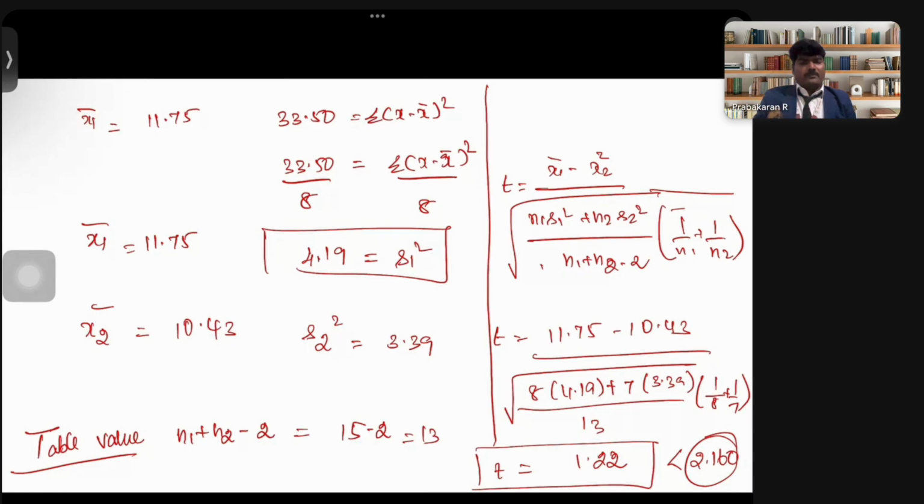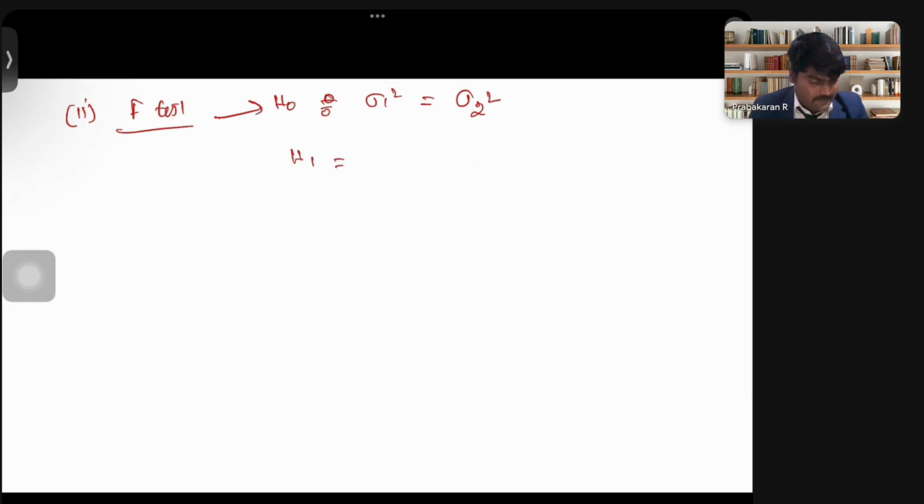The next thing is we have to go for checking the variances. Variances means we have to make use of the F-test. So we can go for the F-test. For this hypothesis, H0 becomes sigma 1 square equal to sigma 2 square. H1 is sigma 1 square not equal to sigma 2 square. Now we know the mean of the first sample and mean of the second sample, and the variance of the first sample and variance of the second sample. First we'll write them one by one, then we can go for applying all those things.